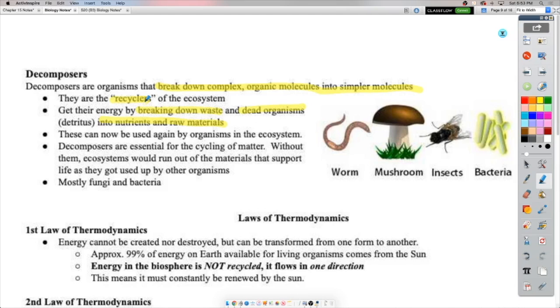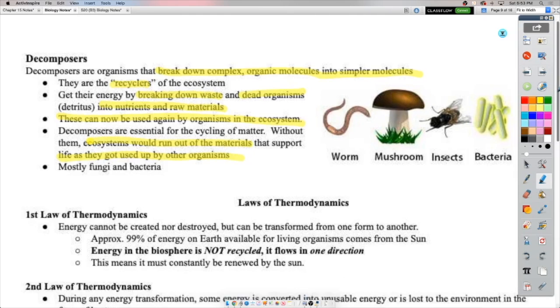Energy is not recycled. We always need the sun there. So now they can be used again, but the matter, the nutrients, right, those can be recycled. Okay. Decomposers are essential for this stuff. Without them, ecosystems would run out of the materials that support life as they got used up by other organisms. If they're not being recycled by these decomposers, then eventually everything just runs out if it's all stuck inside all this dead stuff that got it but is now dead. Mostly they're things like fungi and bacteria, but insects and stuff too can act as decomposers.